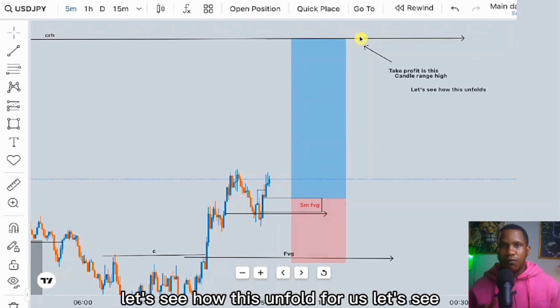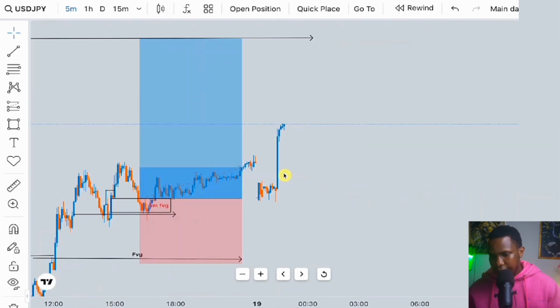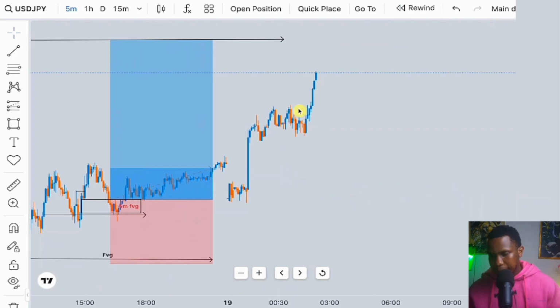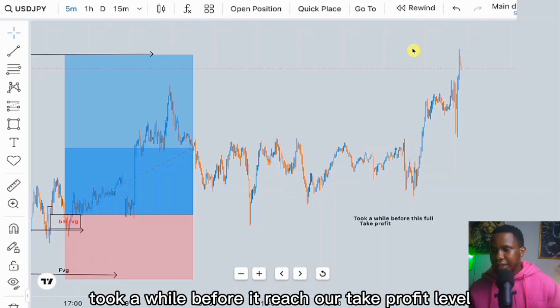Let's see how this unfolds traders. I see the market came and tapped us in. We are in the setup. Let's see. And can you see guys, what's a full take profit level for us traders? It took a while before it reached our take profit level.